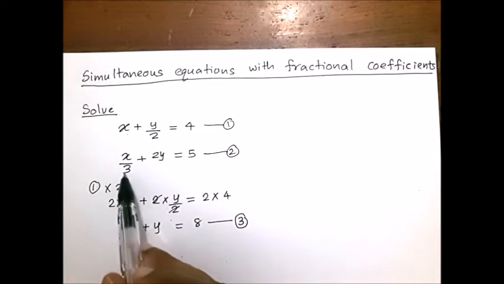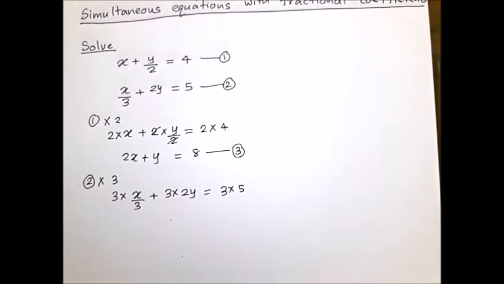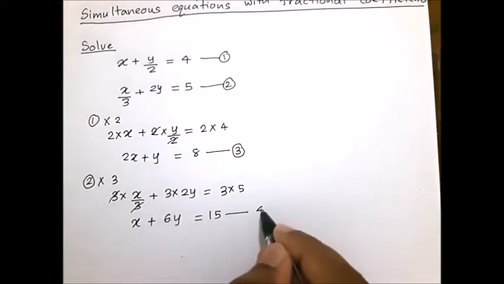To remove this 3 from the denominator, you have to multiply this term by 3. Multiply each and every term by 3. Multiply the second equation by 3. 3 multiplied by x divided by 3 plus 3 multiplied by 2y and 3 multiplied by 5. These two cancel. x plus 6y equal 15. Name this as fourth equation.